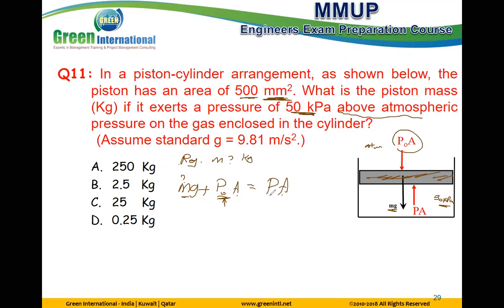Again, pressure. First, we need to know what is the type for this pressure, 50 kilopascal. Read again. Above atmospheric pressure. It means this is which type of pressure? Absolute or gauge?